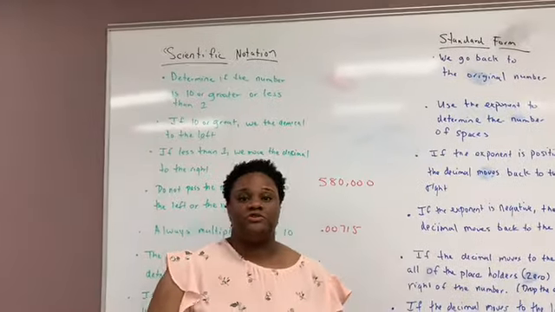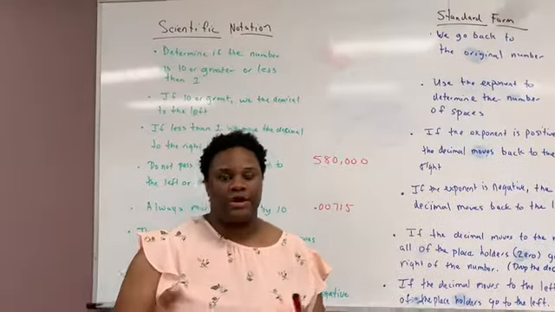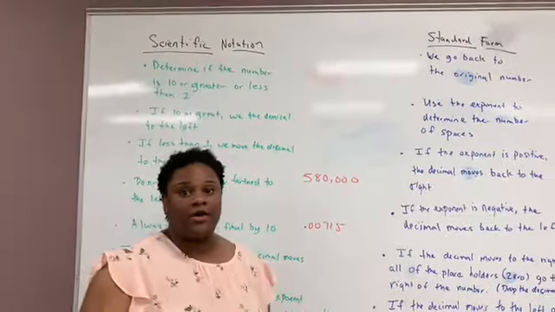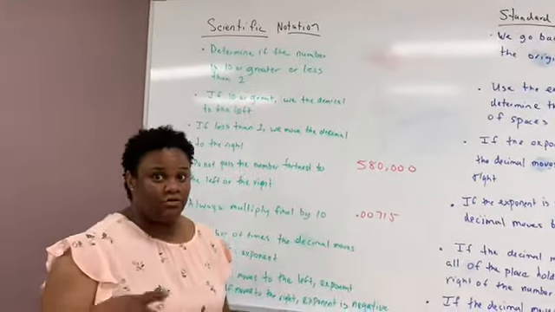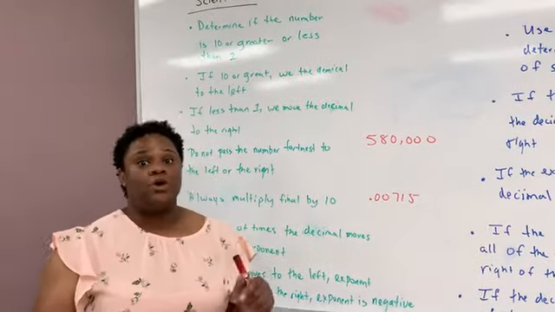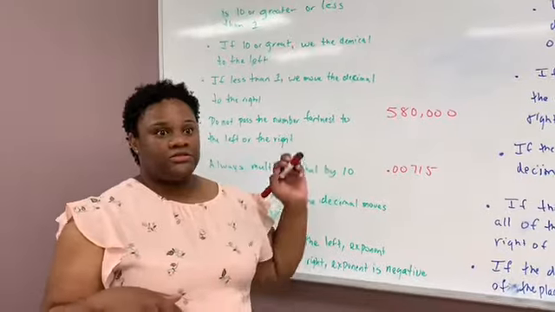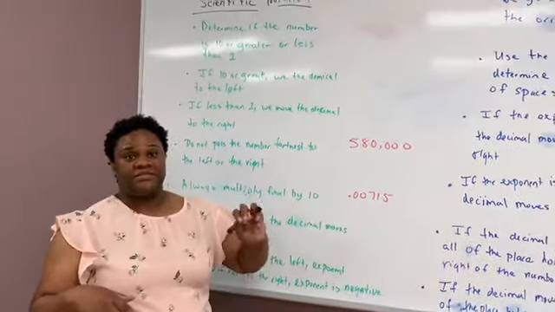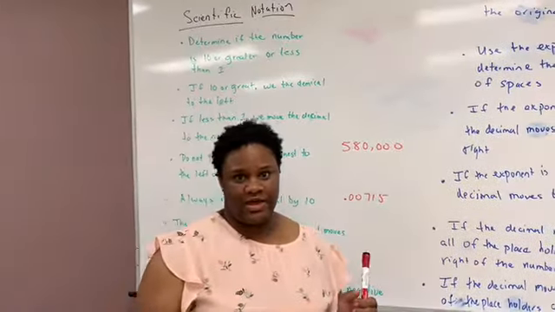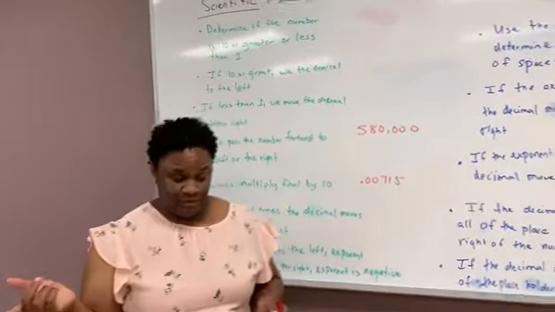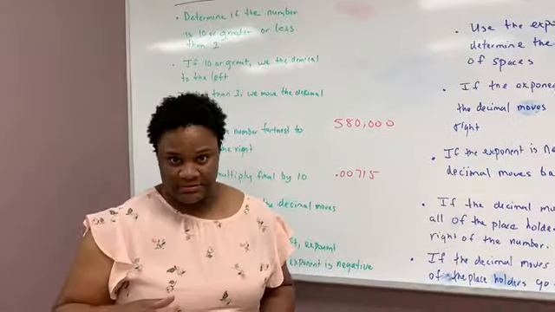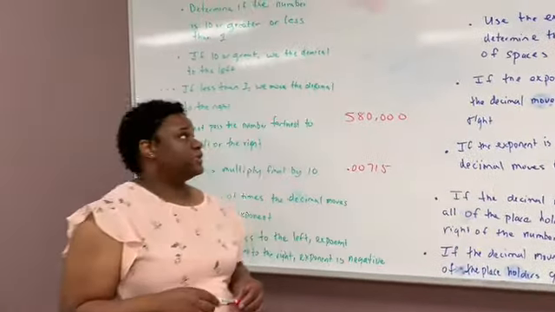The first thing you need to do when addressing a scientific notation problem is look to see if the number is 10 or greater, or if it is less than 1. Once you decide the size of the number, the rule says that if the number is 10 or greater, you're going to move the decimal to the left. If the number is less than 1, you're going to move the decimal to the right. So that's the number one rule.